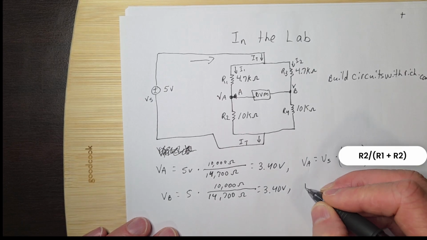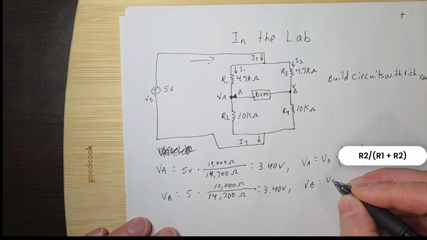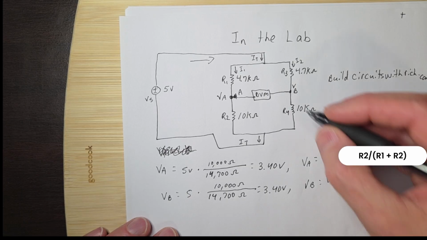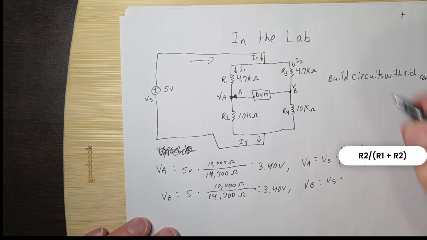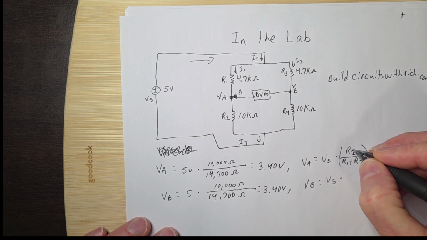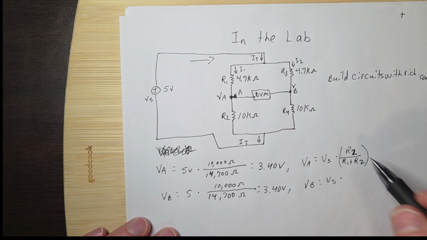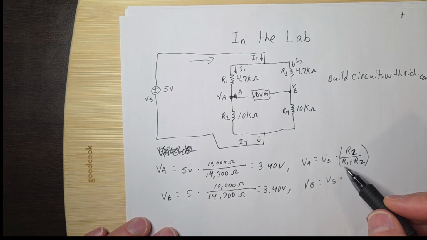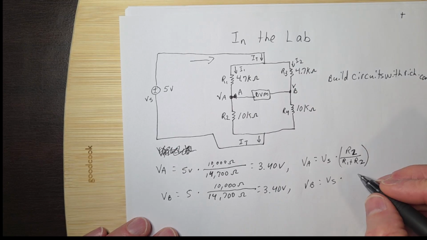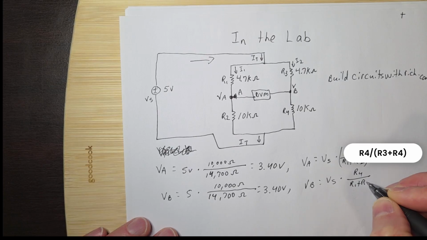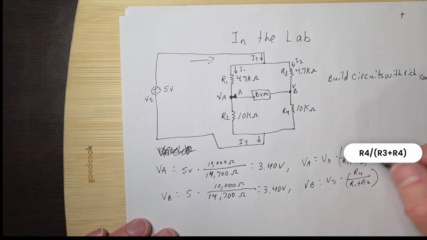And the reason that is because VB is equal to VS times R2 this time, excuse me, R4 this time. Oh, I'm sorry, that was R2. I made a mistake. That was VS times R2 over R1 plus R2, because we're taking it across here. So this one's going to be R4 over R3 plus R4. My apologies. I'll see if I can edit that in the video and put a little note here. But anyway, that's the ratio there.